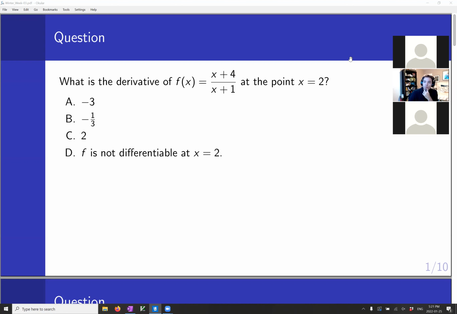Okay, so this is pretty good. 60% of the class said B, and then relatively fewer for A, C, and D. B absolutely is the correct answer.